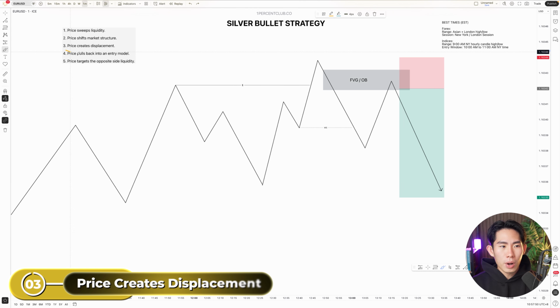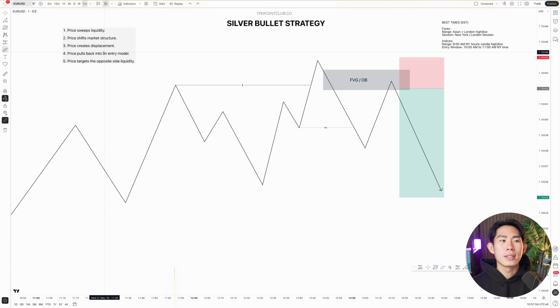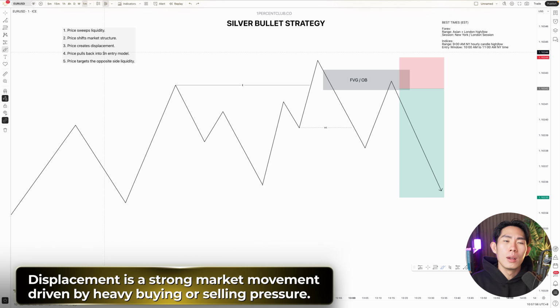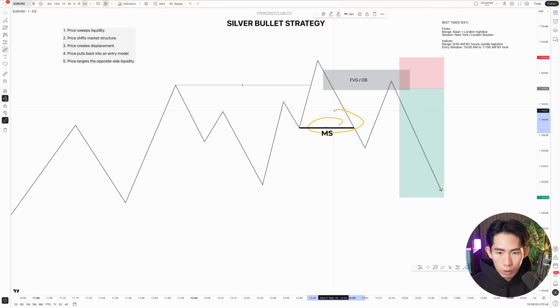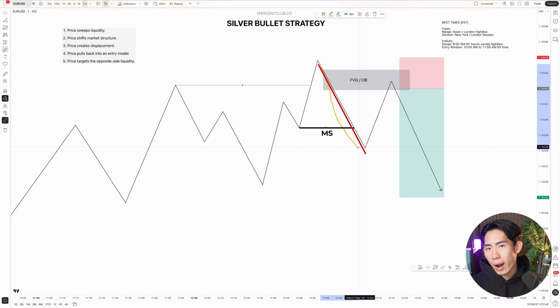The next step is that price has to create displacement. Right, what displacement basically means is a lot of momentum, a lot of pressure, a lot of volume in the market itself, right? So after the market shift itself, we want to see price just go down very, very aggressively, right?